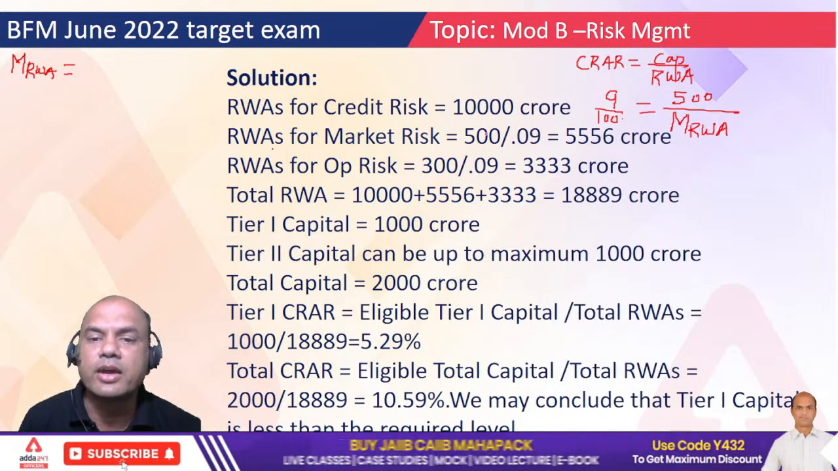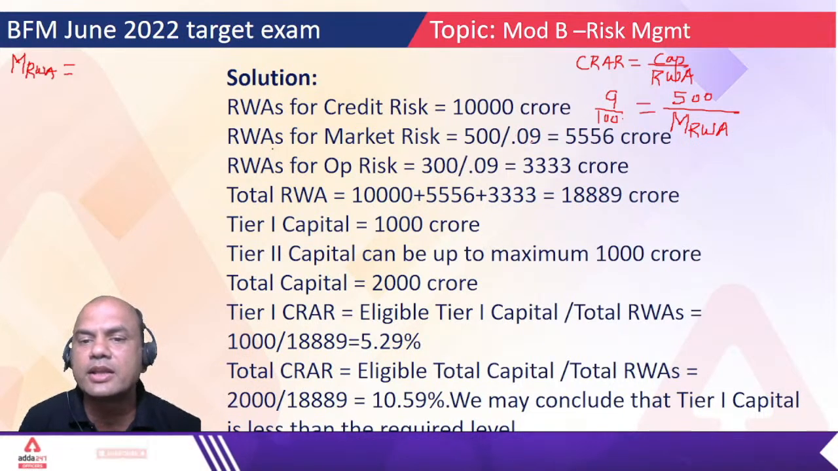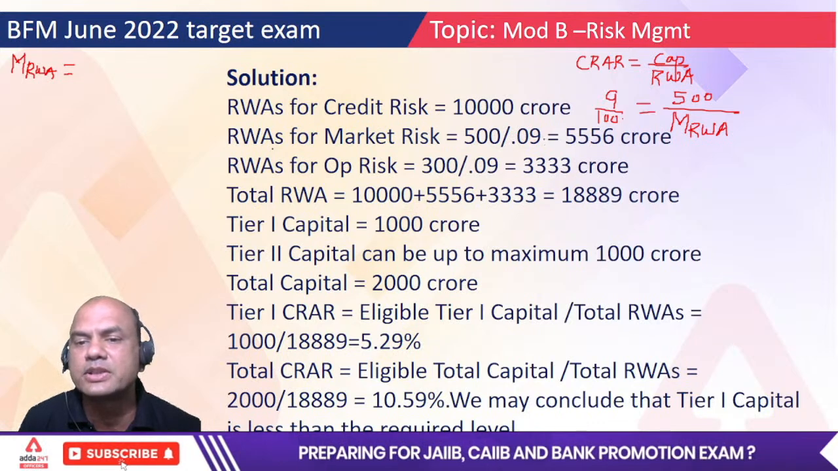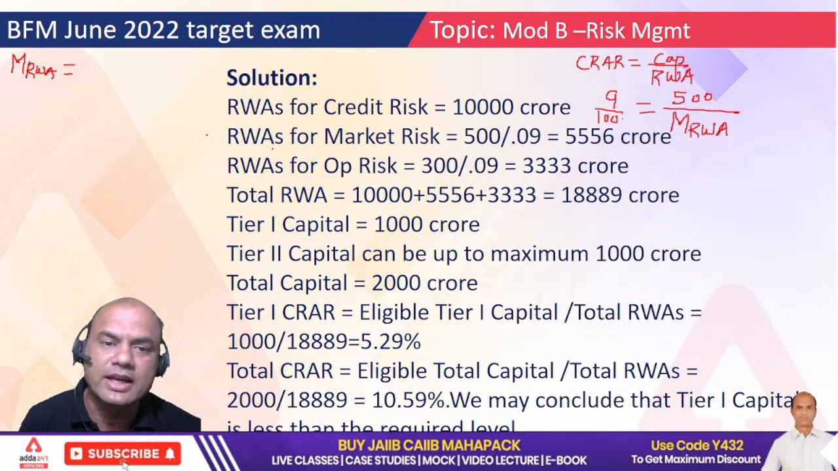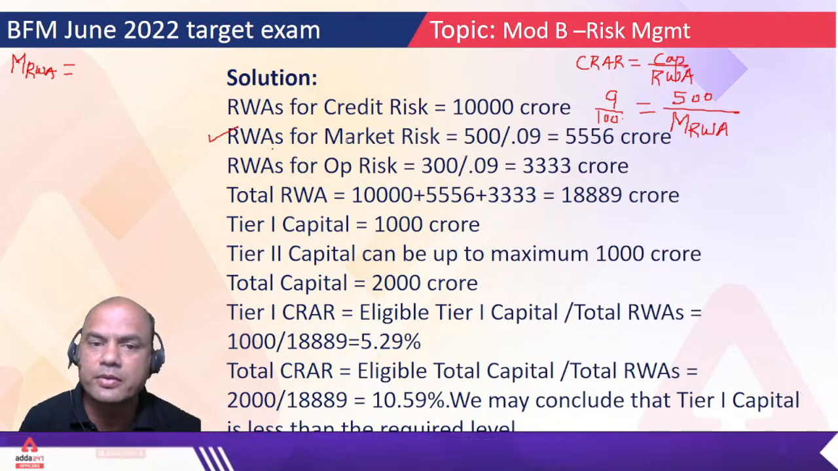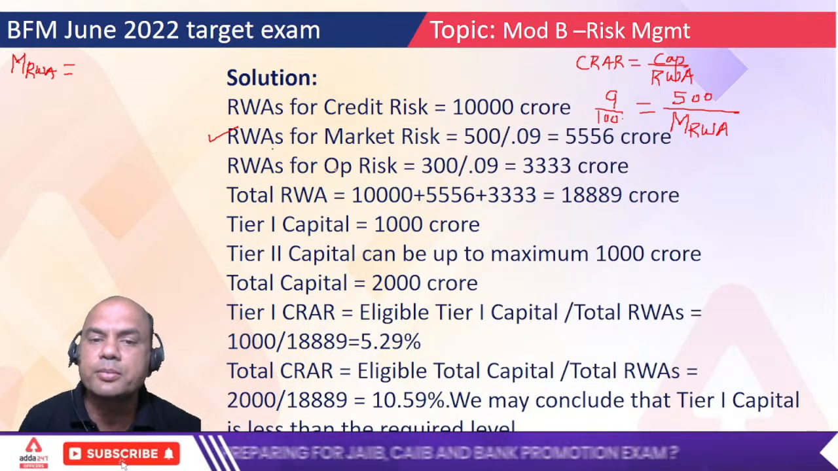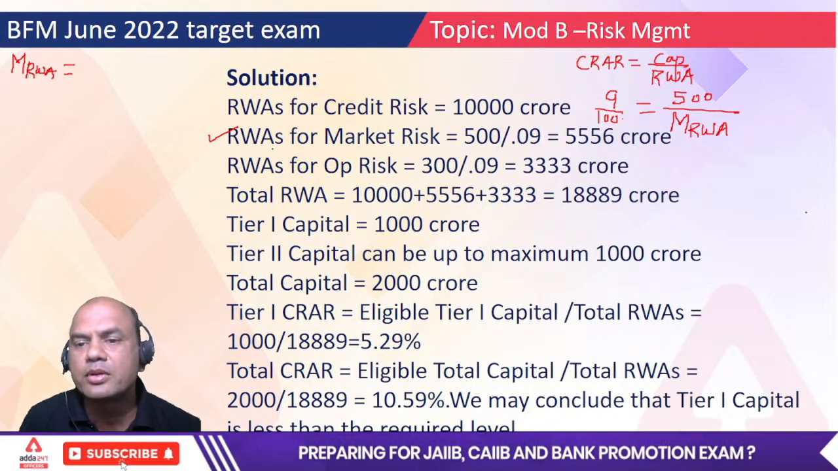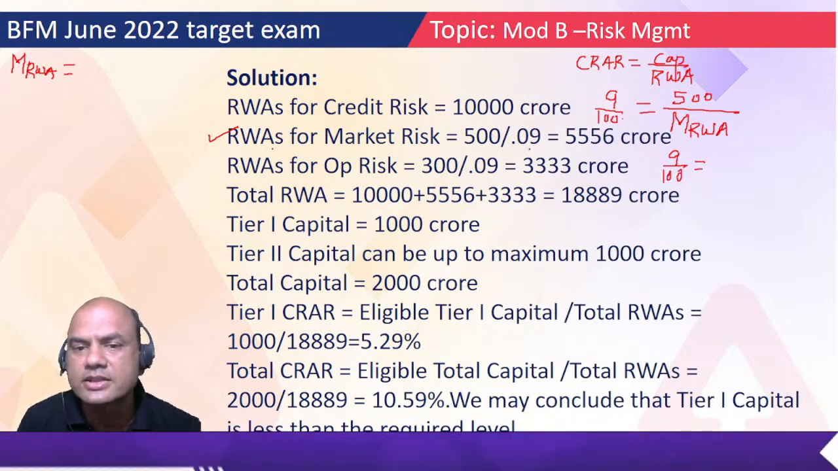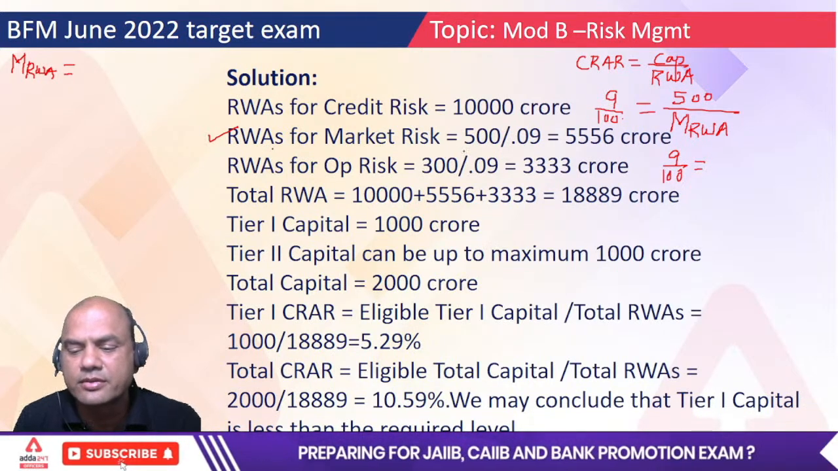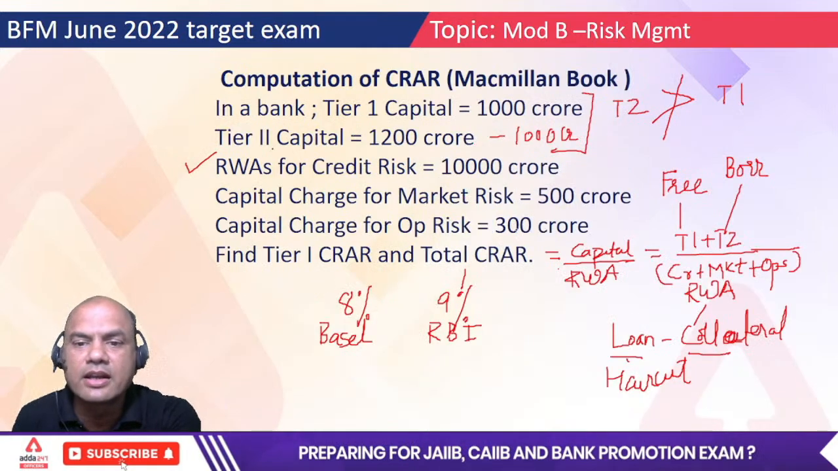Okay. So 500 into 100 upon 9 becomes 500 upon 0.09. So it is 5556. So this answer, the second RWA, I have got it, market RWA. Now the third RWA is ops. Same logic. So 9 upon 100 equals what? What is the capital for ops risk given? See this. It is 300 crores.